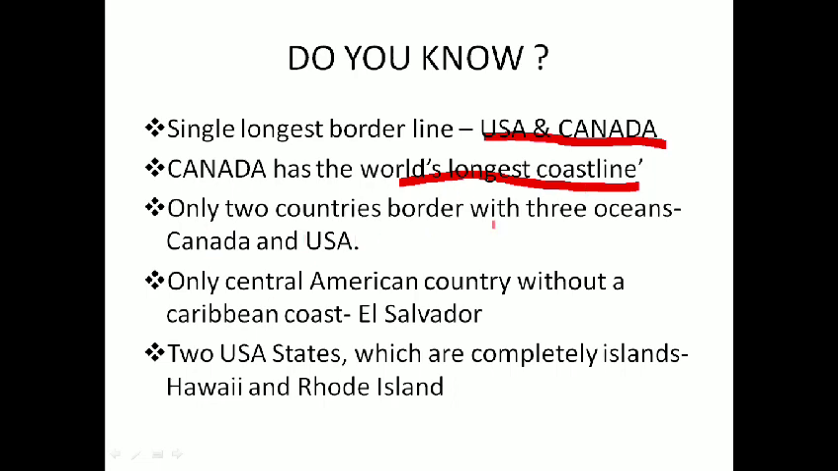Only two countries border with three oceans. Interesting. Only two countries border with three oceans. One is Canada, and that is the Pacific Ocean, Atlantic Ocean, and Arctic Ocean. So both Canada and USA. Now the question comes, how about USA? How is it possible for USA? Now for USA, don't forget that they have Alaska towards the north. So Alaska has even the Arctic coast. So that is how USA is also correct.